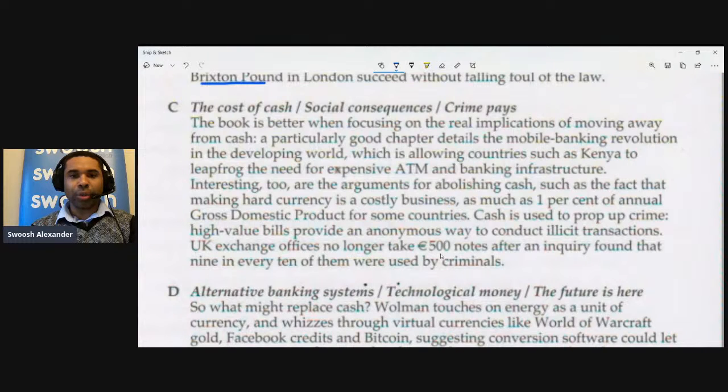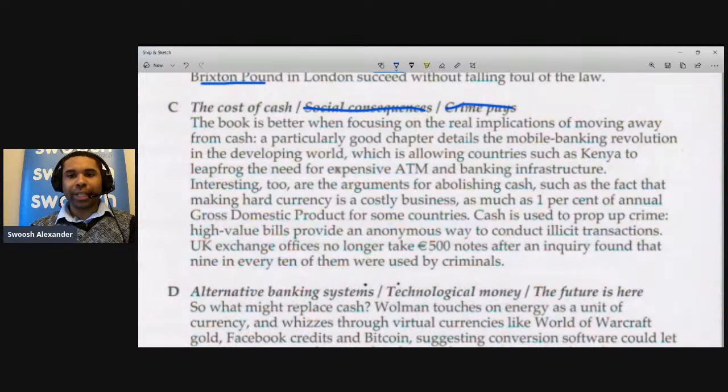Okay then. So again, there is elements of crime. It doesn't say necessarily though that crime pays. So I think we can eliminate that. That's not a focus of the paragraph. In terms of the social consequences, well, the social consequences of what? We're not really sure. It's not really clear. So I think we can eliminate that.